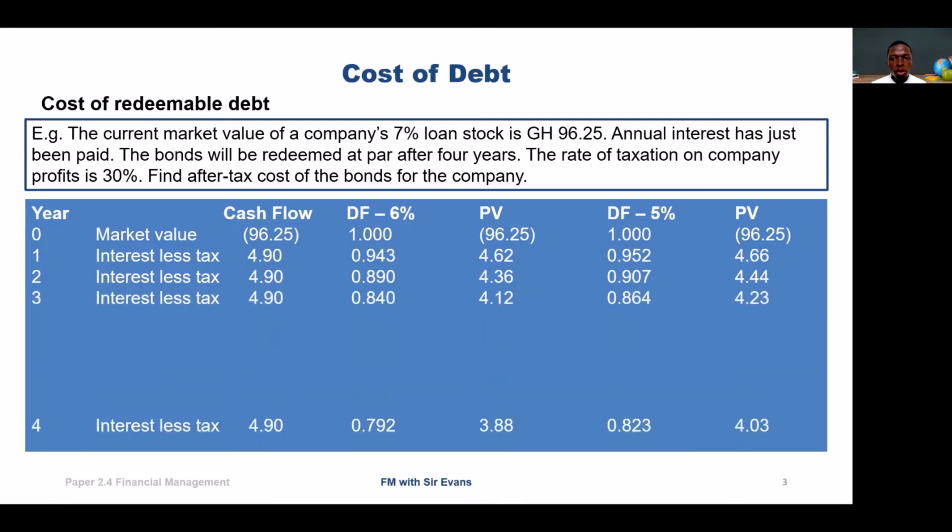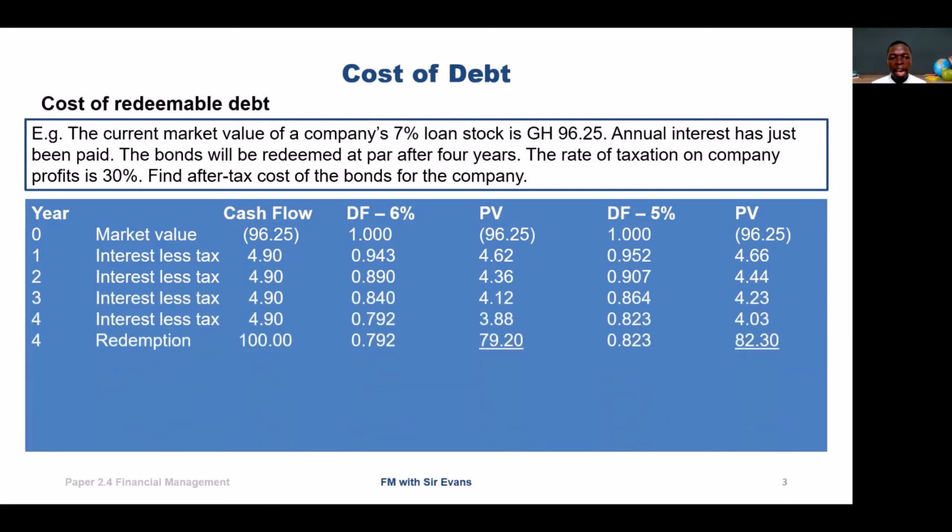Our third year follows suit, fourth year follows suit, and in our fifth year, the question mentioned that we are going to redeem it at par. So redeeming it at par, then we will have 100 being the redemption amount. And at the end of the day, we find the NPV to give us 0.07 for the first discount factor and 3.41 for the second discount factor.